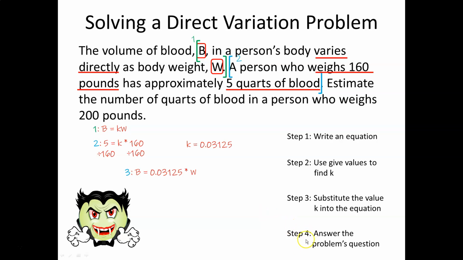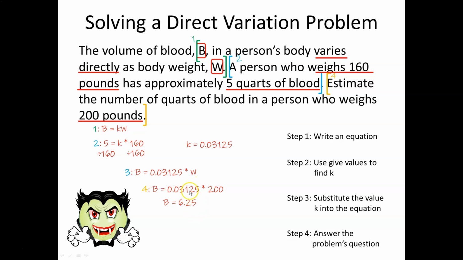Now, finally, it says, step 4, answer the problem's questions. Well, where is the problem's question? Right there. Estimate the number of quarts of blood in a person who weighs 200 pounds. So we're estimating blood and we're given W. So B equals 0.03125 times 200, and we get 6.25.